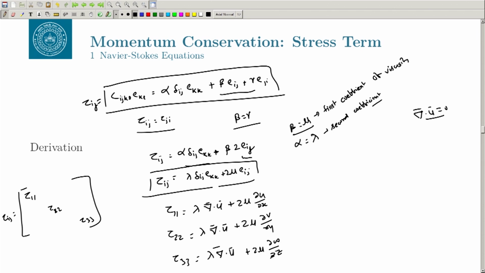Okay, so remember we have missed one quantity here, since this is only the deviatoric part. So, you must have the pressure part also. So, that will be minus P delta I j, right.